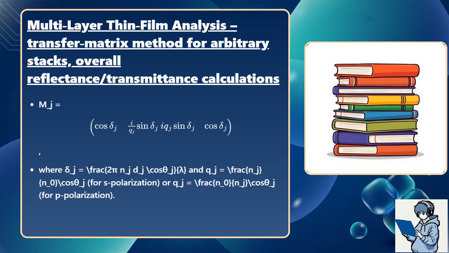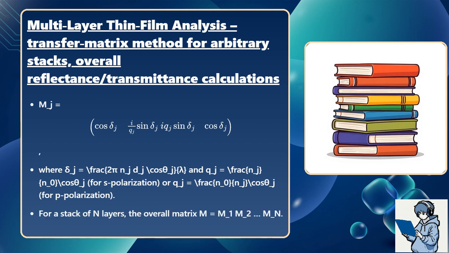Where delta j equals 2 pi times n sub j times d sub j times cosine theta j divided by lambda, and q sub j equals n sub j over n0 times cosine theta j for s polarization, or q sub j equals n0 over n sub j times cosine theta j for p polarization.